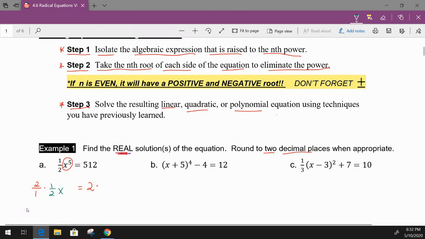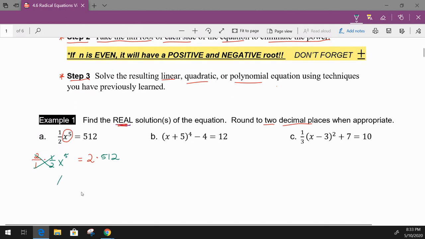So the original left side of the equation was 1/2 x to the 5th. The original right side of the equation was 512. So if we multiply by the reciprocal, which is 2/1, now we get a coefficient of 1. X to the 5th equals 1024.